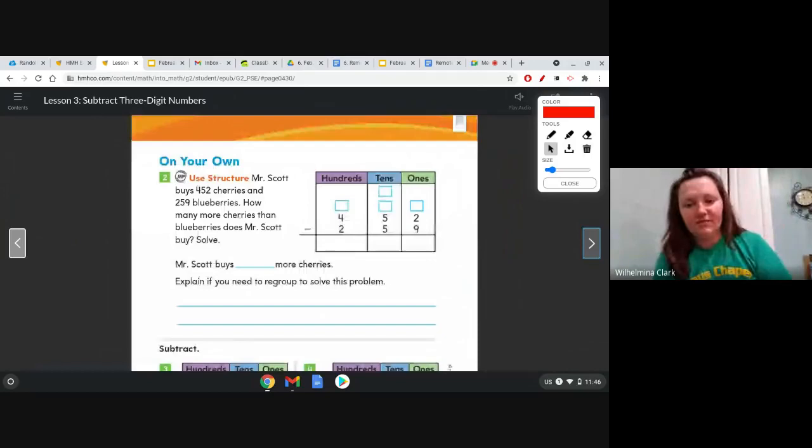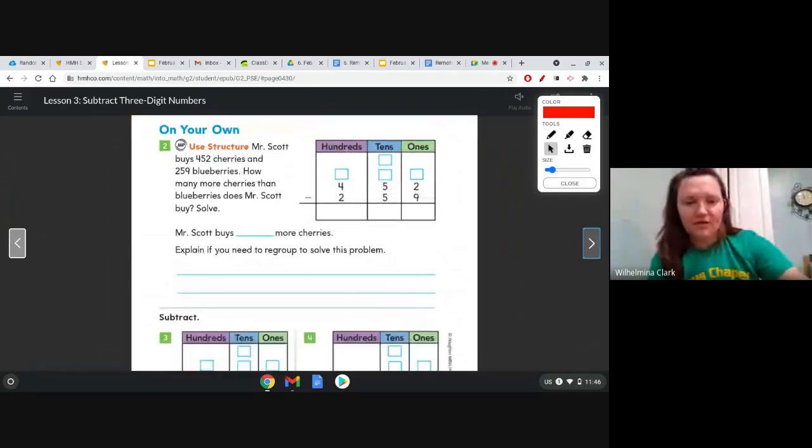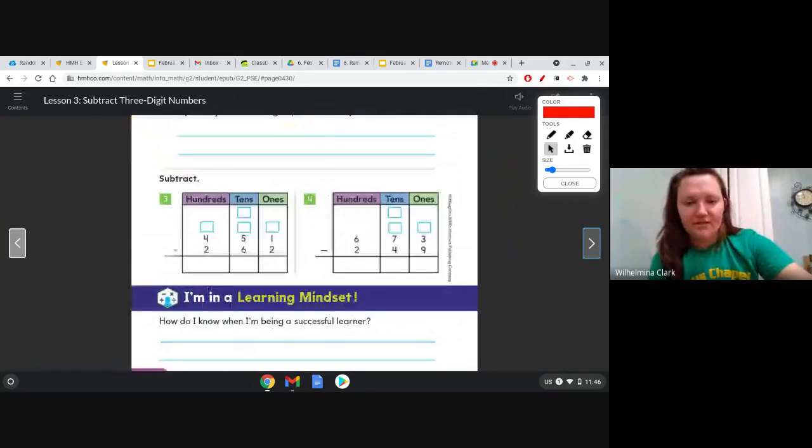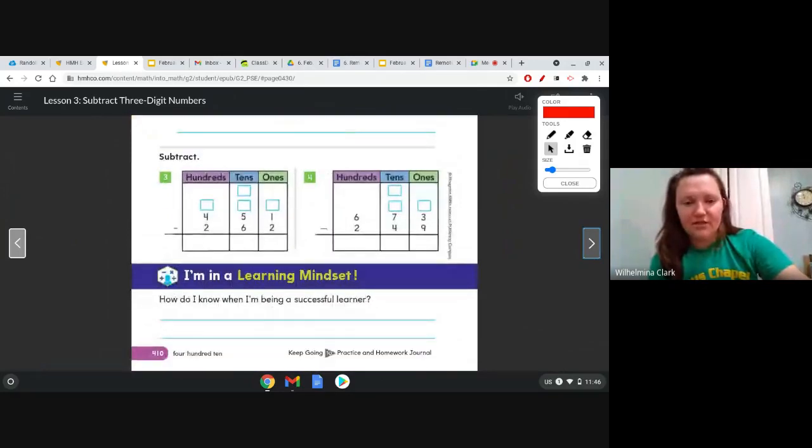So, on your own, Mr. Scott buys 452 cherries and 259 blueberries. How many more cherries than blueberries does Mr. Scott buy? Solve. Mr. Scott buys blank more cherries. Explain if you need to regroup to solve the problem. All right, and then you've got to subtract these. 451 minus 262, and then 673 minus 249.